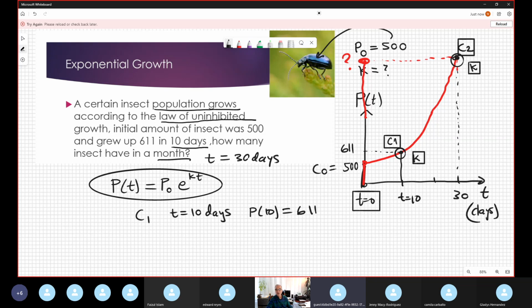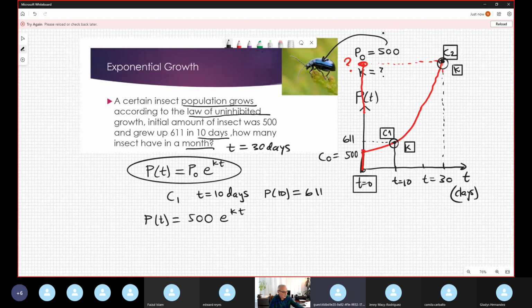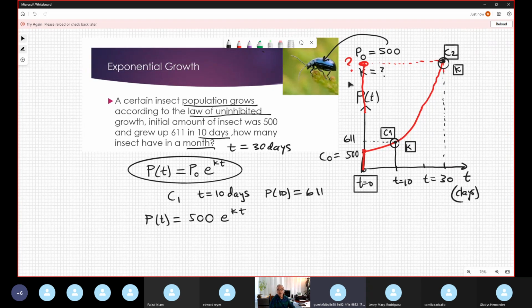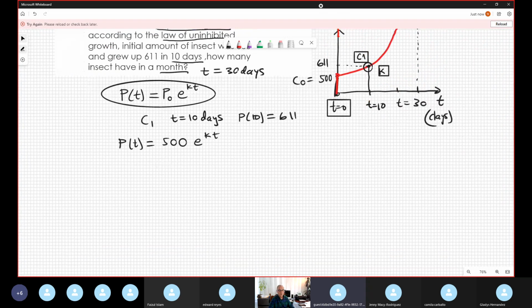But in this moment, we know the time, 30, and I find P. The formula is P at any specific time; in this problem P naught is 500, so P equals 500 e to the kt. Suppose now that I apply the formula in condition 1.